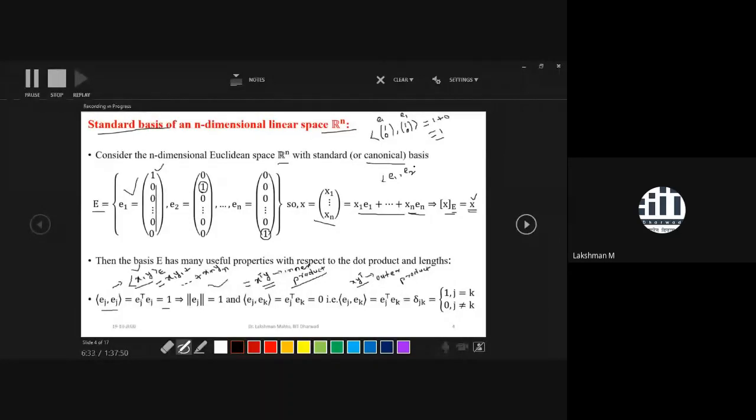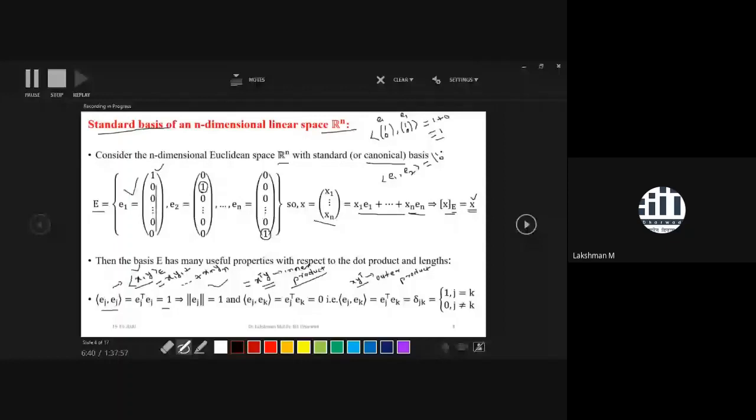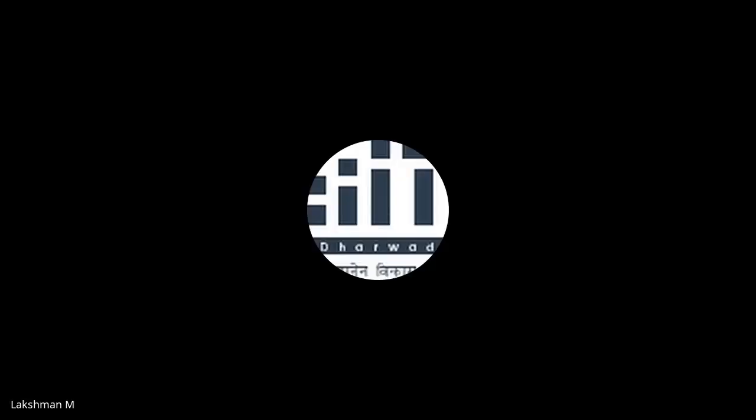So you can see that it was what? E1 in R2, and this one was E1 in R2. So E1 dot E1 is equal to 1. If you take E1 dot E2, the product would be 0. Inner product would be 0.